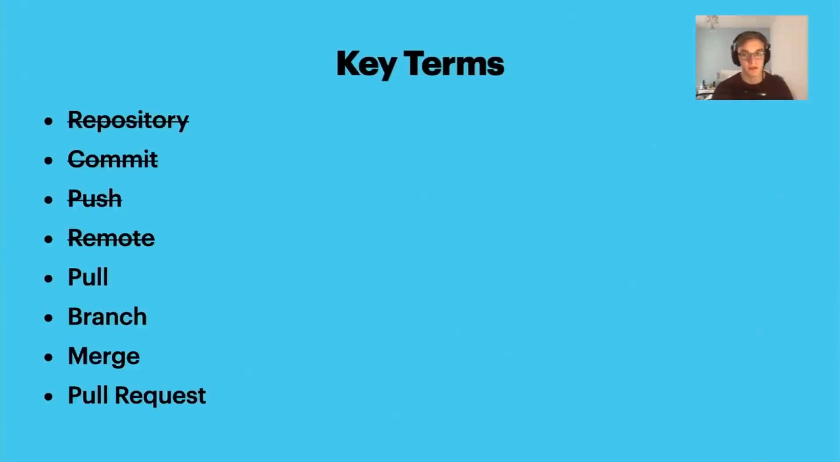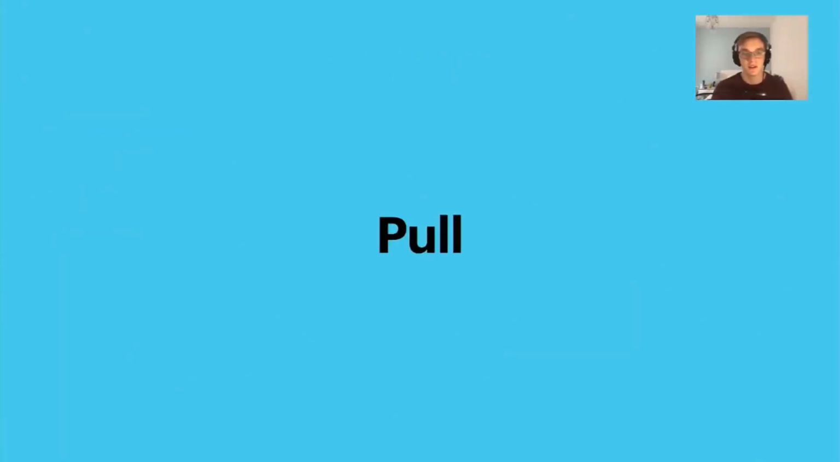Now we've talked about pushing our code. What if we want to get the newest version of the code from the server? That's where pulling comes in handy. Pulling is where you ask the server for the latest changes. It will then sync them with your local repository so everything is up to date.